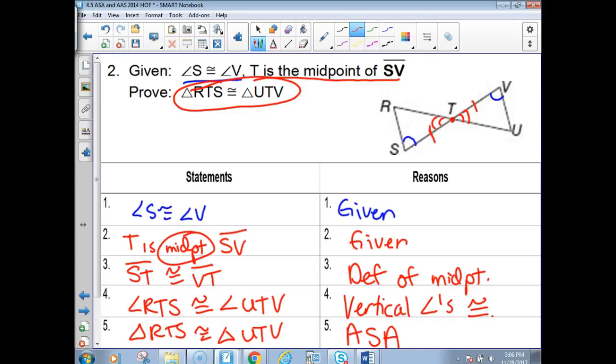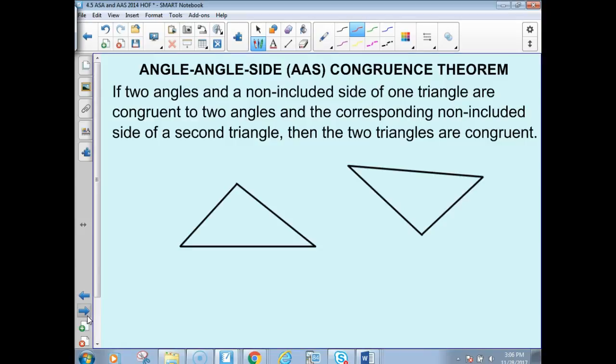Okay, I hope you understood that. I tried to make it where you would, obviously. The marking of the diagram is pretty critical. All right, now we're going to do angle, angle, side, AAS.